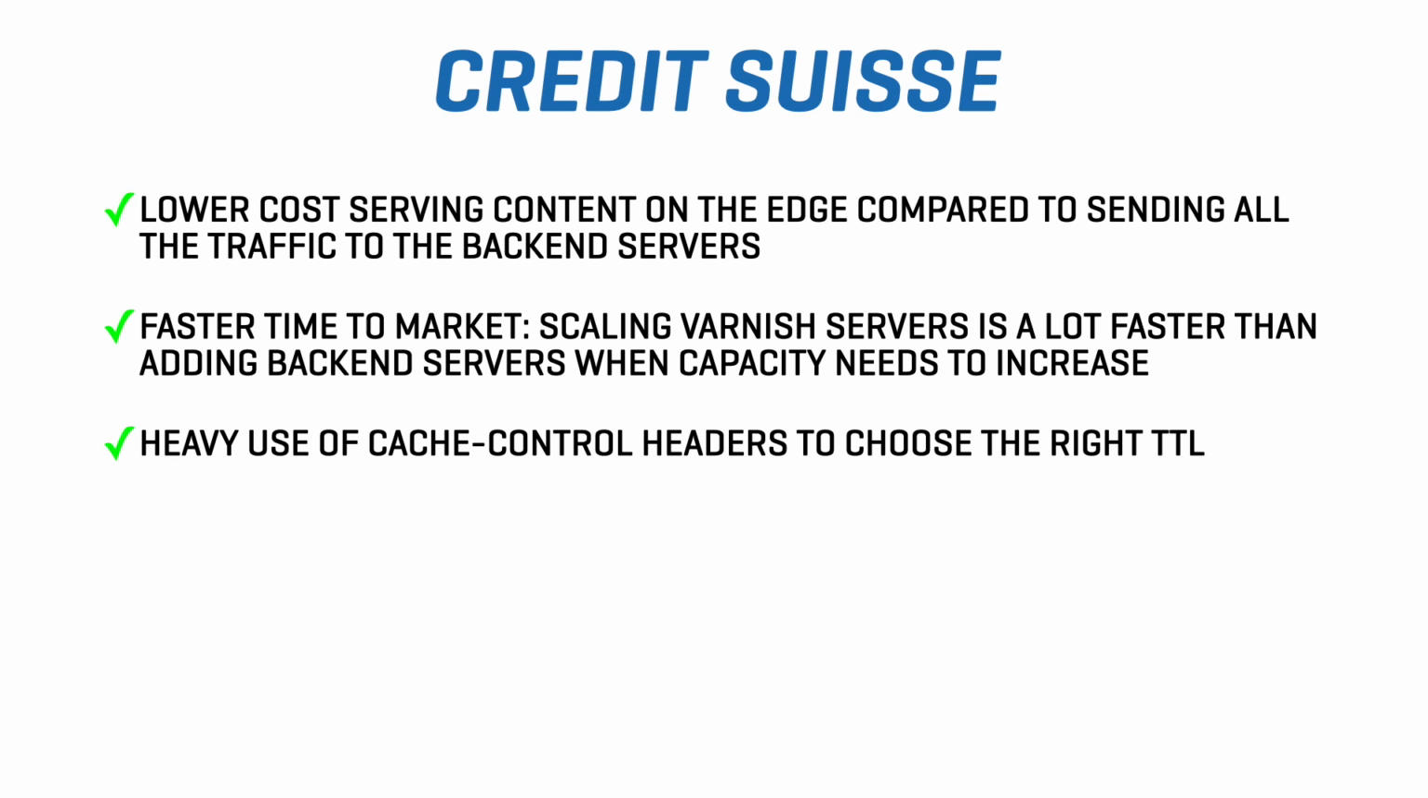The goal for Credit Suisse was to lower costs, and they noticed that using Varnish they could lower the cost of serving content on the edge compared to sending all the traffic to the backend servers. They also wanted a faster time to market and concluded that scaling Varnish servers is a lot faster and easier than adding backend servers when capacity increases are required. There's also a heavy use of the cache control headers, which are conventional HTTP headers that we support, and it allowed them to choose the right TTL for the right job and make it very portable in their applications.